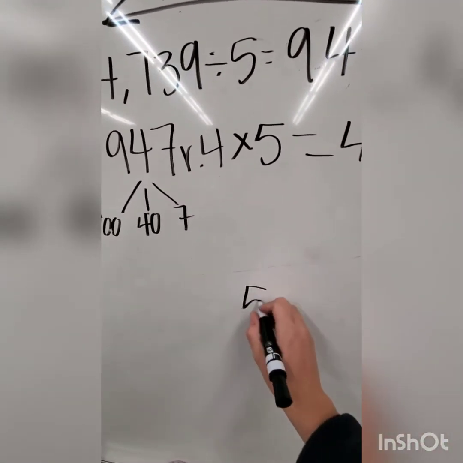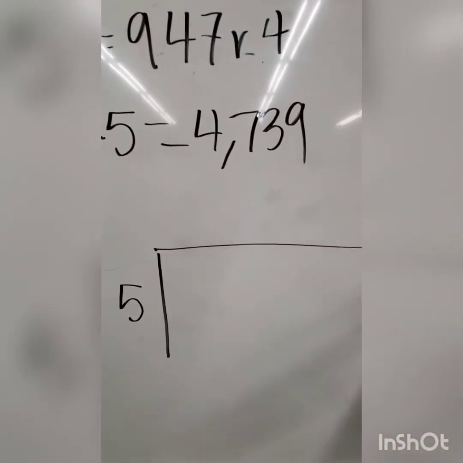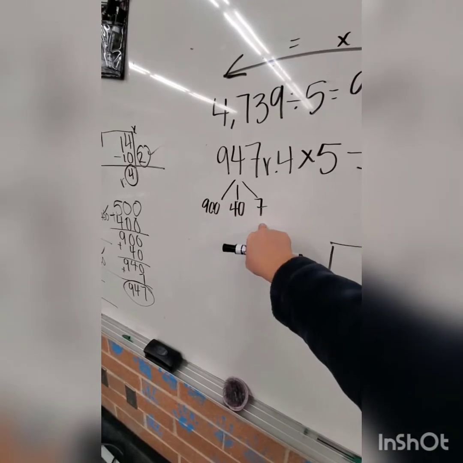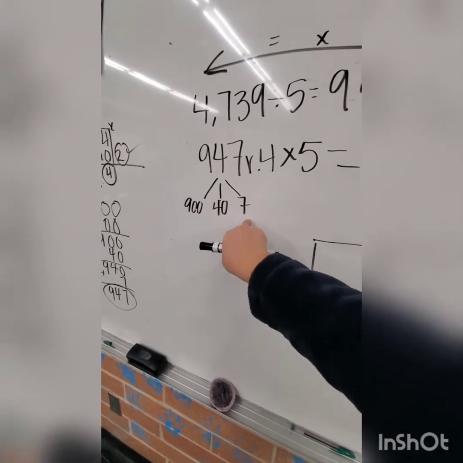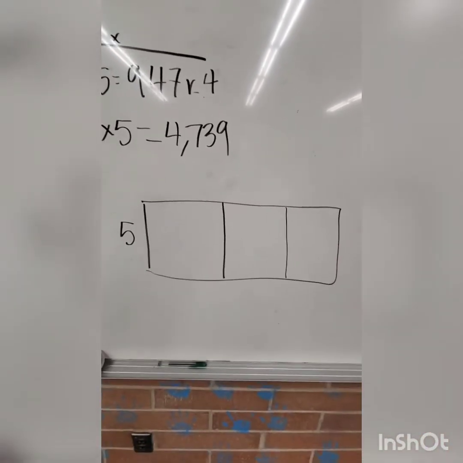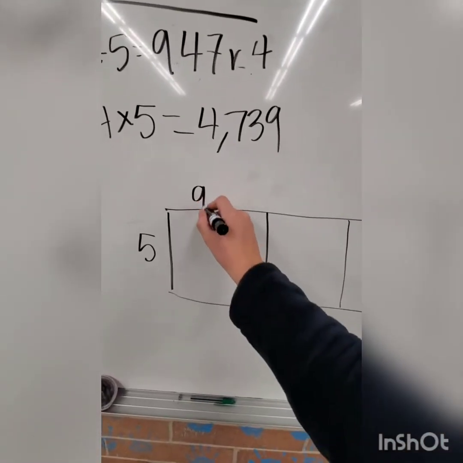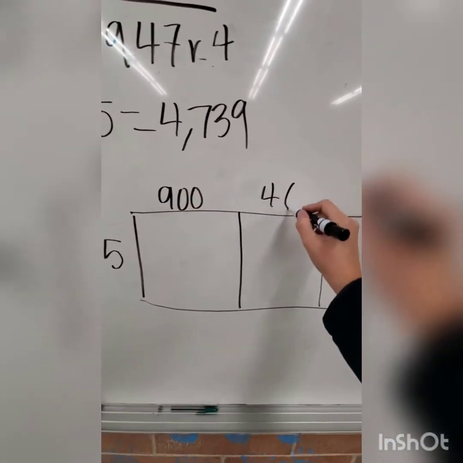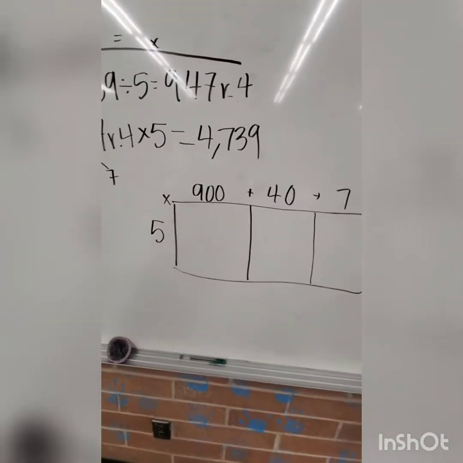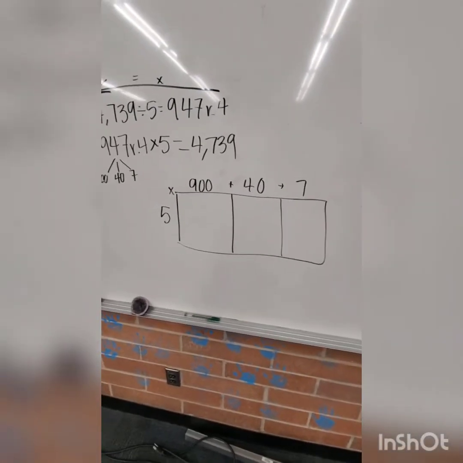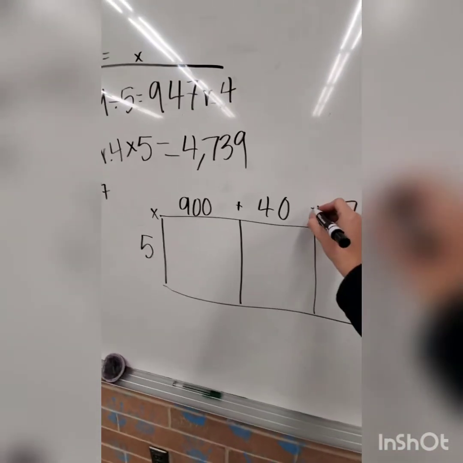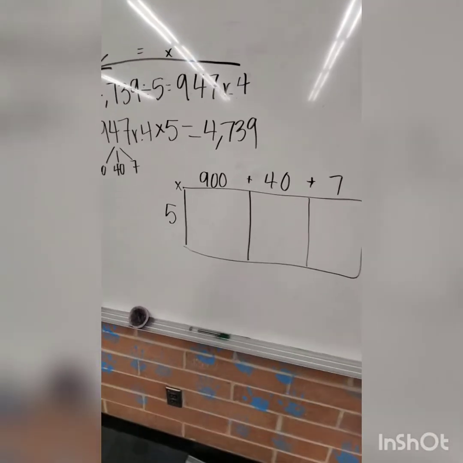We're going to put 5 here and make our area model, which is a big rectangle. Since there are 3 place values we have to look at, hundreds, tens, and ones, we're going to break it down into hundreds, tens, and ones. And we've got 900, 40, and 7. If you need help making an area model, hopefully I already have an area model video up that you can look at. If not, it will be coming shortly to explain this in more detail.